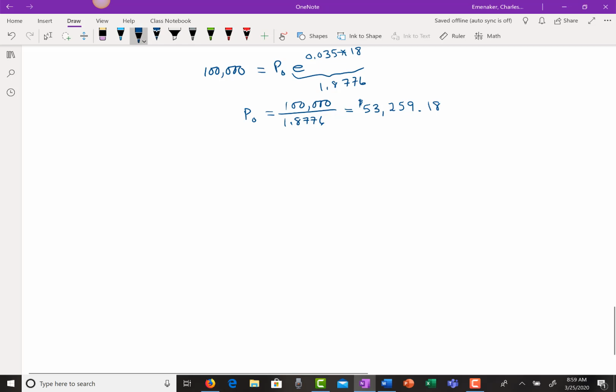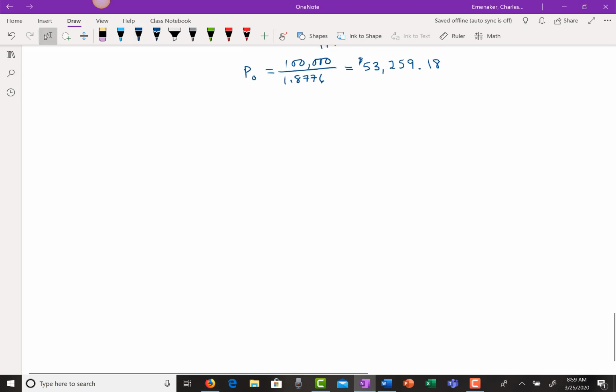So that says basically, if they wanted to set up the account today, write a check today, you would need to write a check for $53,260, rounding it off a little bit. And what that would do is it would allow for an account to grow to $100,000 or hopefully more in the 18 years that this grandchild's going to be growing up.